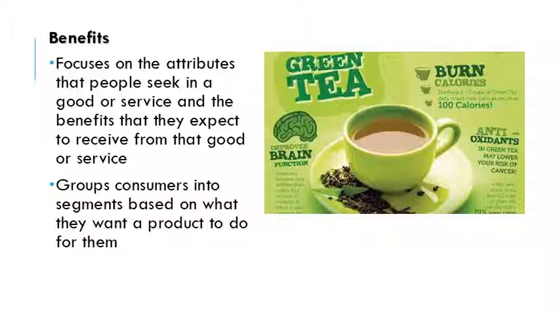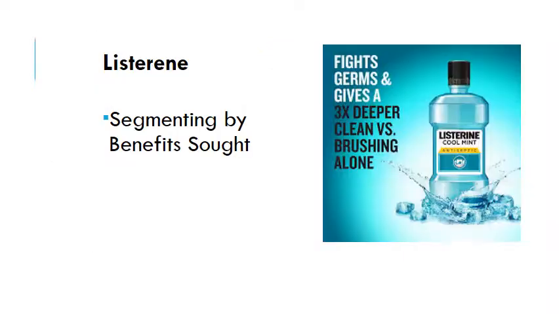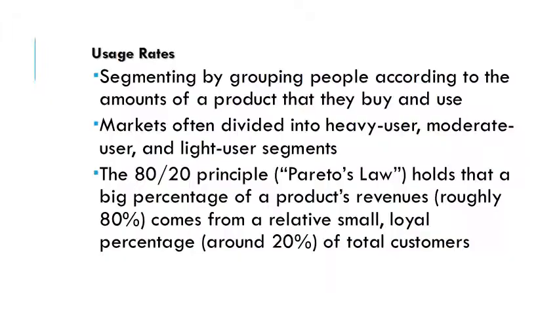Might be people drink green tea to burn calories or to have very good health. This groups consumers into segments based on what they want a product to do for them. That is why every tea manufacturer now has its own brand of green tea, because they have found that kind of segment group. Again, Listerine mouthwash is segmenting by the benefits sought.